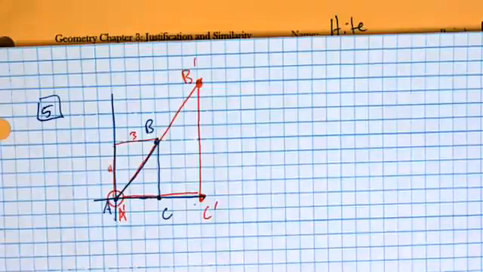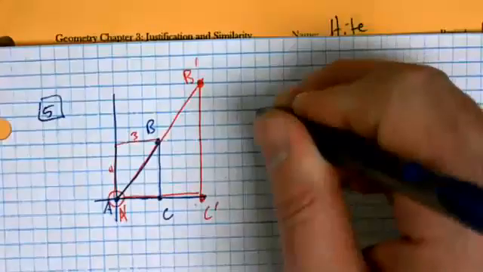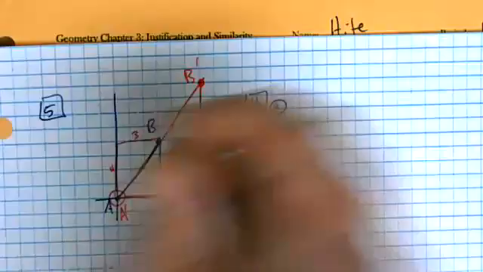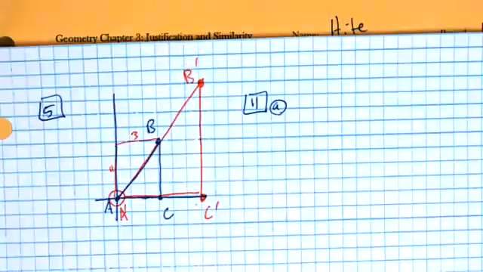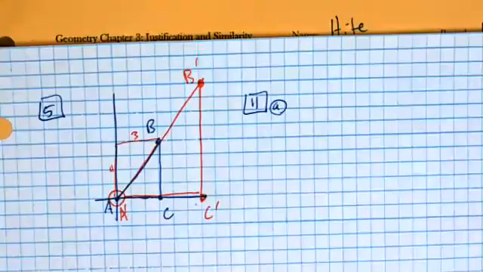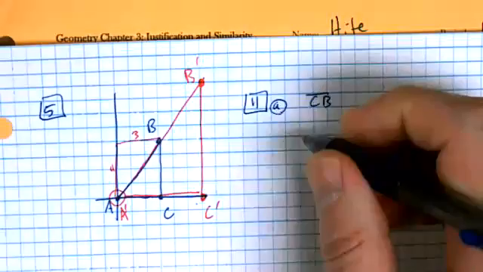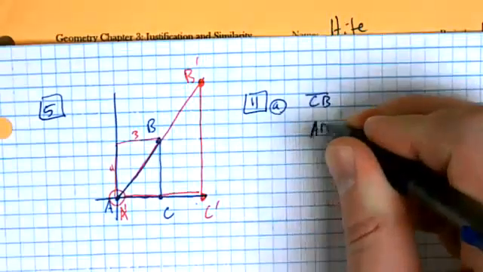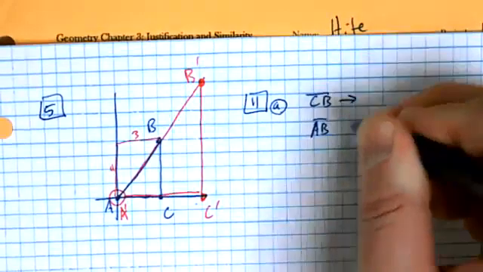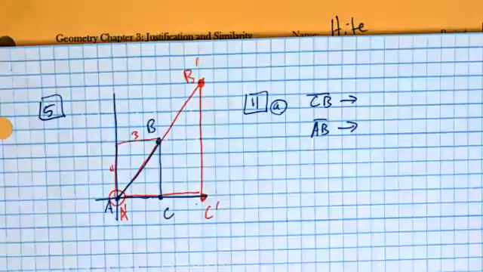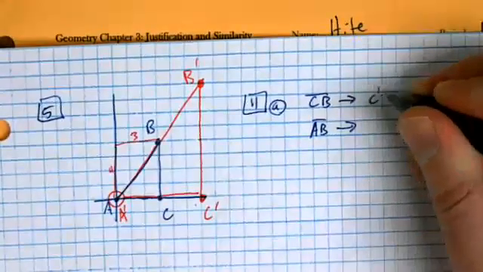So on the warm-up, we're now working on number 11. Part A, they asked us which side corresponds to CB and which side corresponds to AB. What do you guys put for that? Anybody want to be brave and volunteer? Jackson, what did you put for CB? Yeah, C prime, B prime.